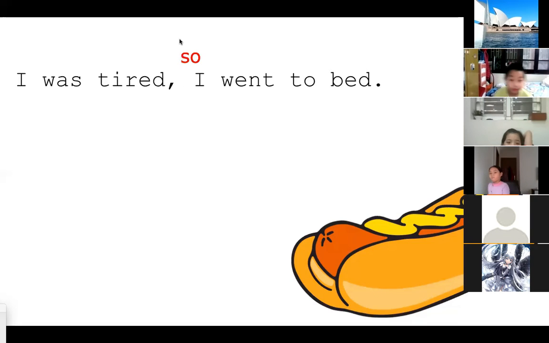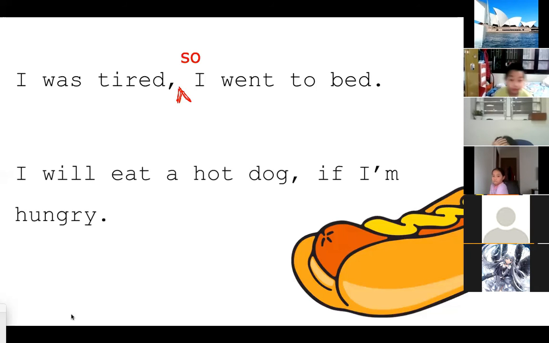So remember, this is an example of a compound sentence. We have two simple sentences, a comma, and the joining word so. I was tired, so I went to bed. Okay, good job. What about this sentence here? I will eat a hot dog if I'm hungry. Kent, what is wrong with this sentence?